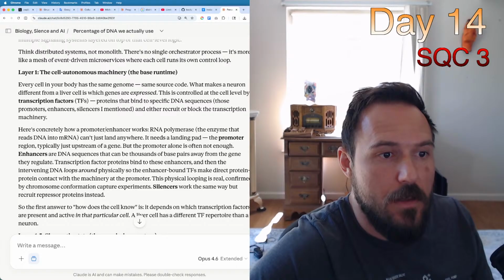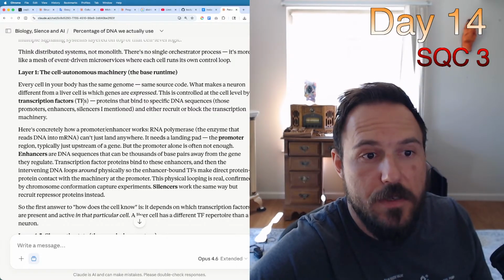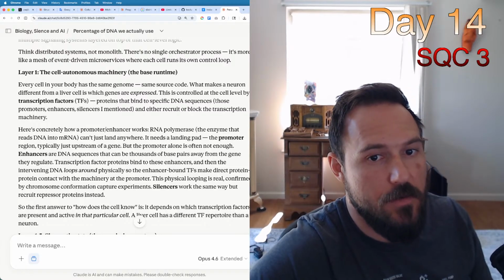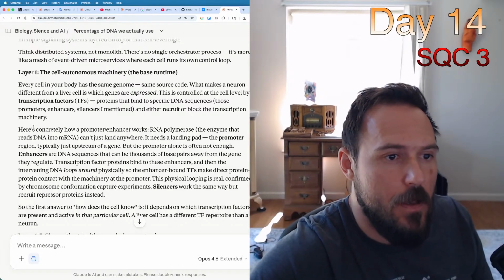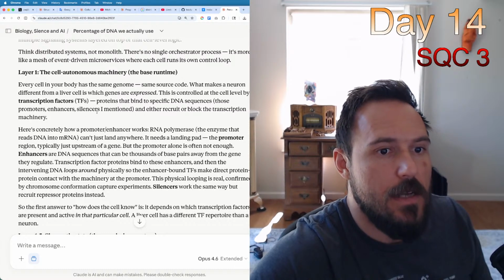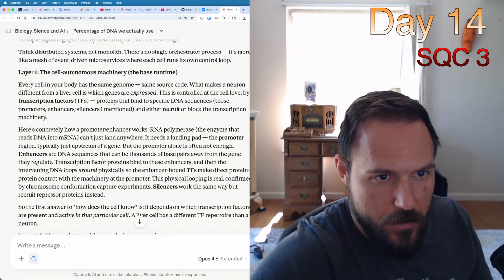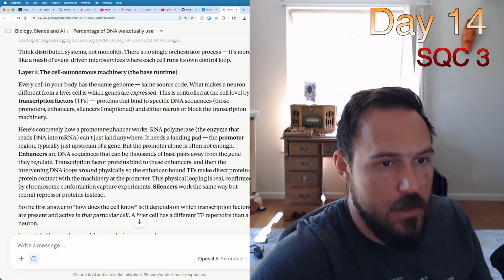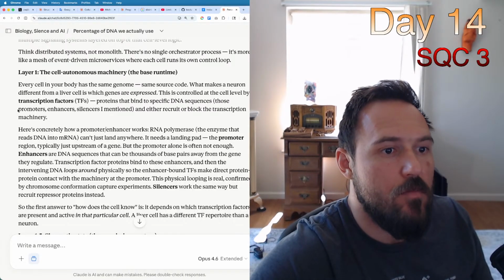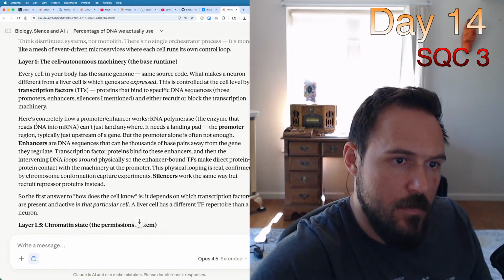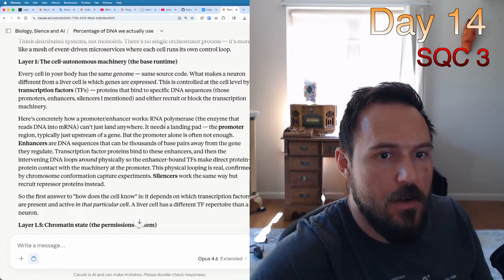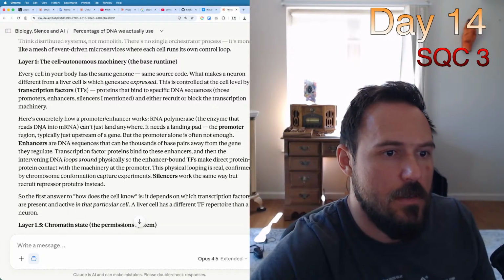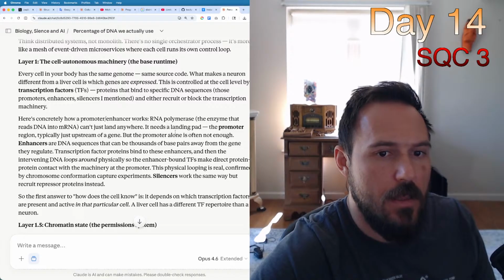This is controlled at the cell level by transcription factors, TFs, proteins that bind to specific DNA sequences to turn genes on or off. Those are the promoters, enhancers, silencers I mentioned, and they either recruit or block the transcription machinery. Okay, so TFs are promoters, enhancers, silencers. RNA polymerase, the enzyme that transcribes DNA, can't just land anywhere. It needs a landing pad.